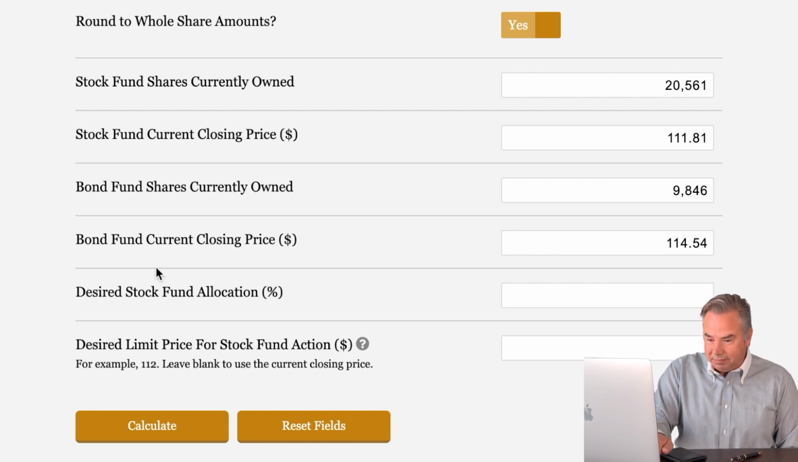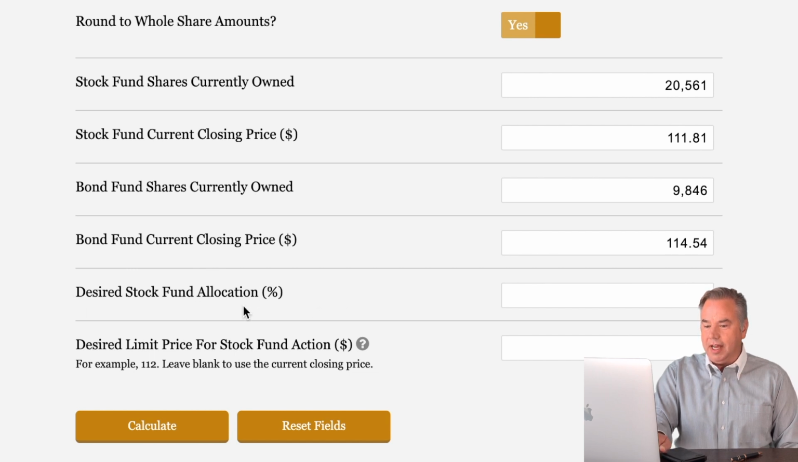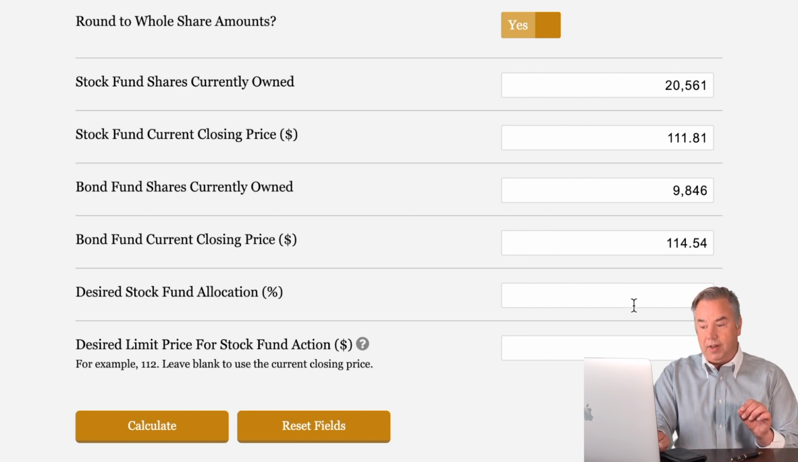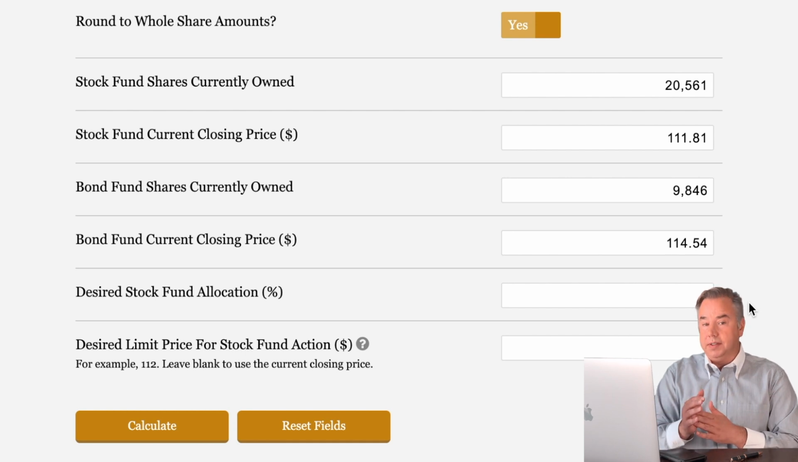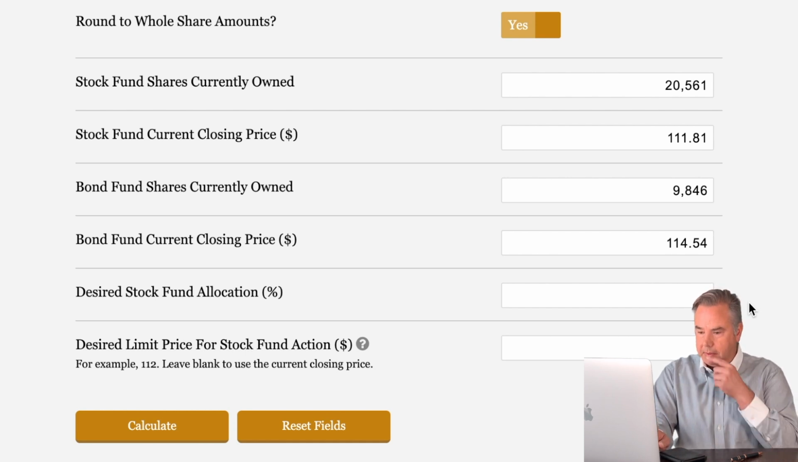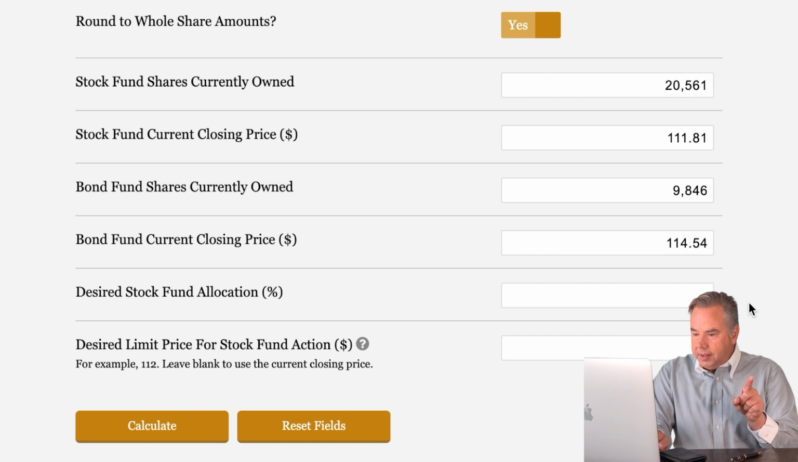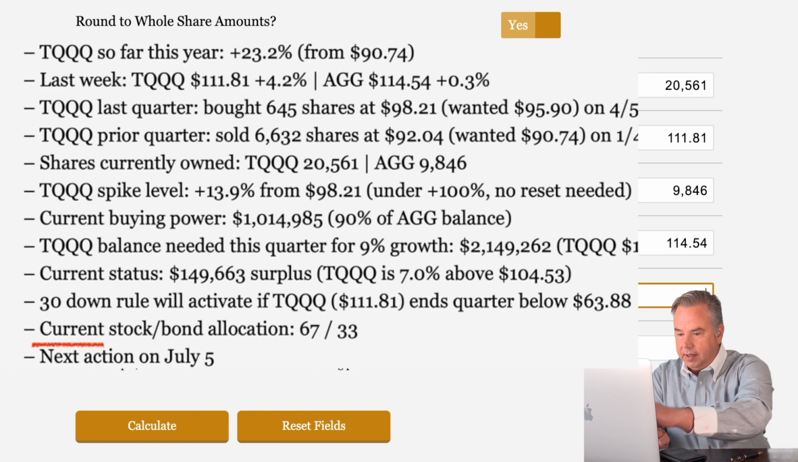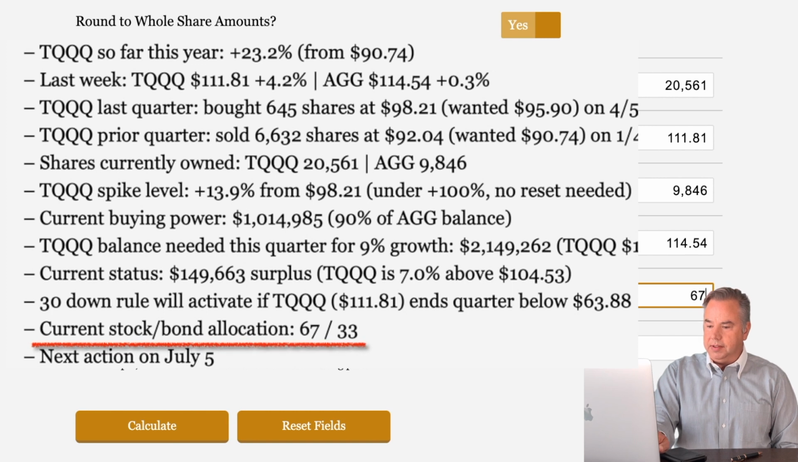Look at this next field. Desired stock fund allocation in percent. That's what the letter is at every Sunday. You can find that every single Sunday to see what the current one is, and of course every quarter in the quarterly signal too, if that's when you're syncing your plans. On this date, our stock allocation in 9sig was 67%. So you just put in that 67.